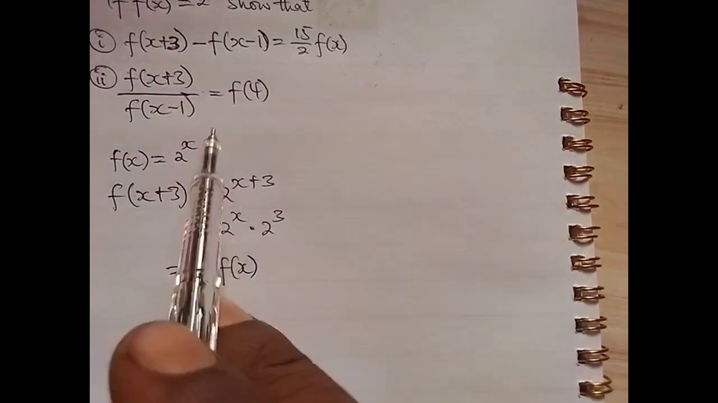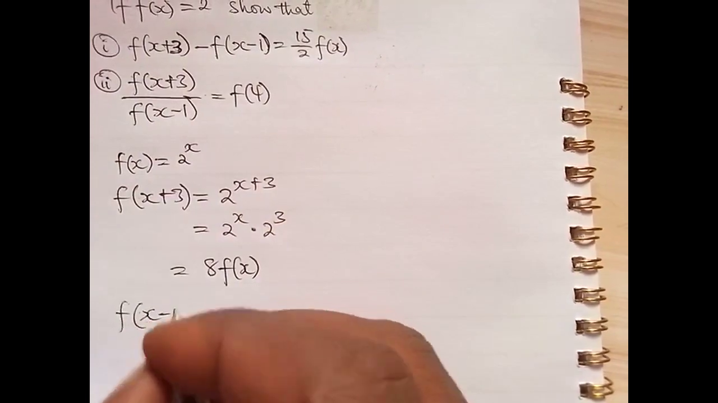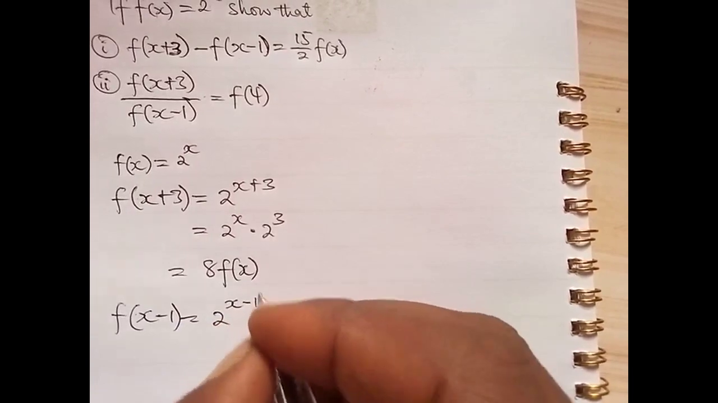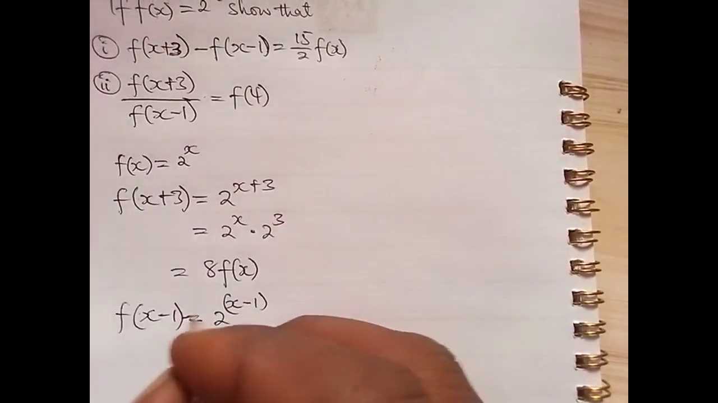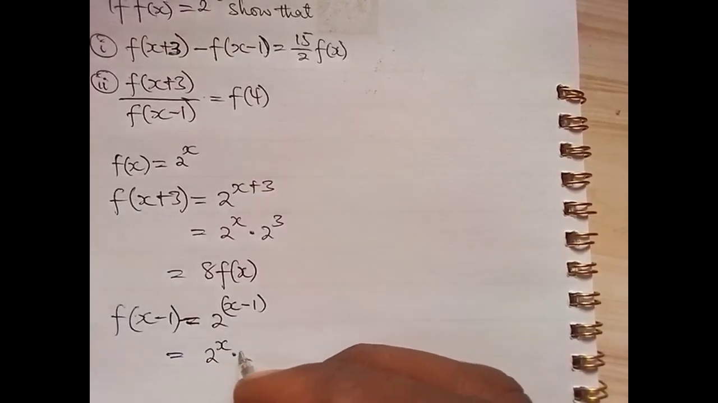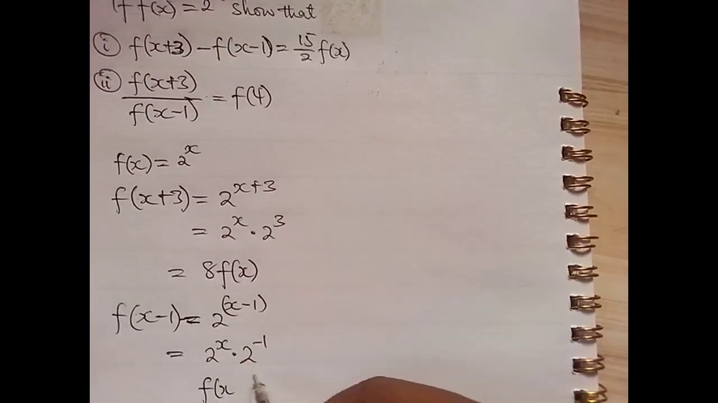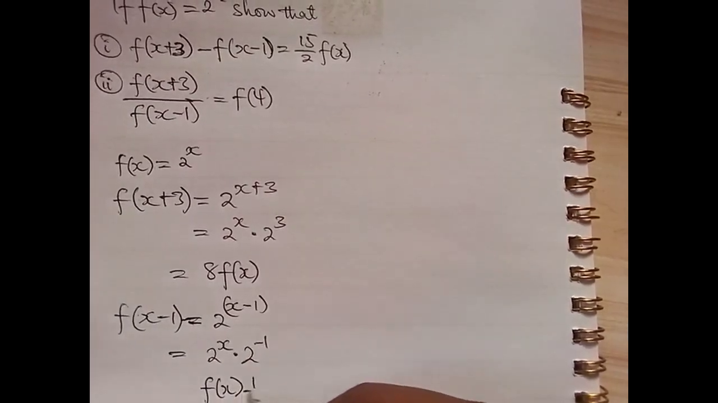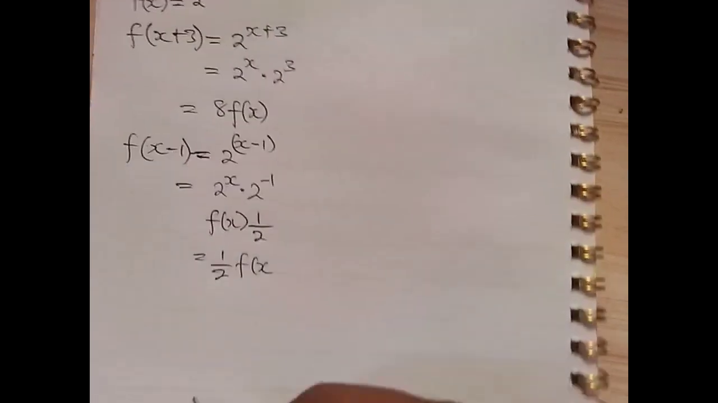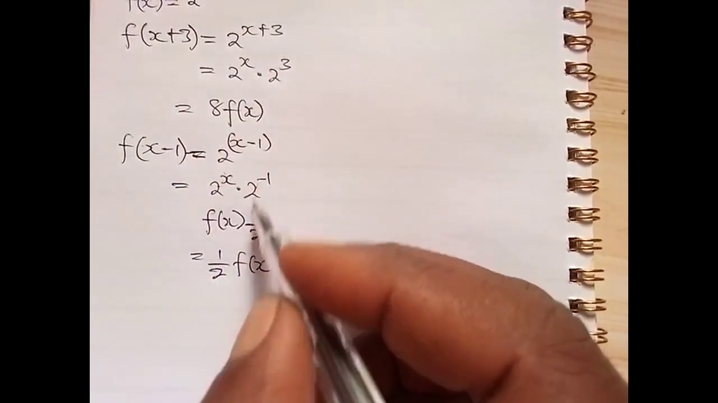Having obtained that, let's look at the second one there, which is f of x minus 1, equal to 2 raised to the power x, where x is now x minus 1. So this is the same as saying 2 raised to the power x times 2 raised to the power minus 1. This part is f of x, and this one is times 1 over 2. So this is 1 over 2 f of x.